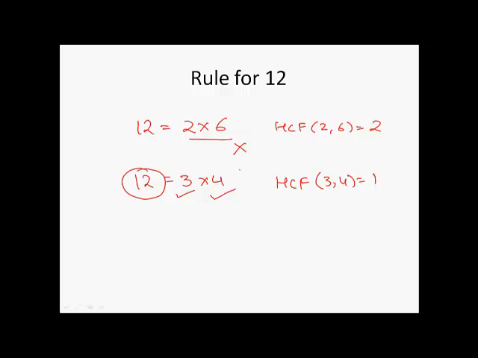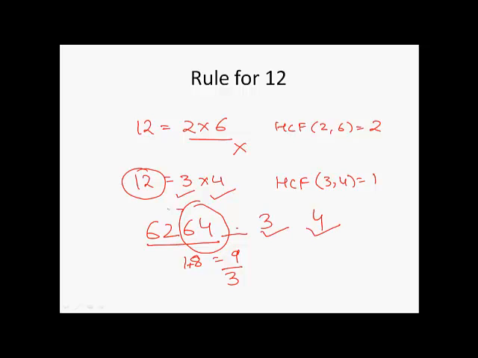So for example, if I take the number 6264. Now for 3, 6 plus 2 adds up to 8, 8 plus 6, 14 plus 4, 18, 1 plus 8, 9, 9 is divisible by 3, and hence 6264 is divisible by 3. Last two digits 6 and 4, 64, is divisible by 4. So as this passes the test for both 3 and 4, the given number has to be divisible by 12.